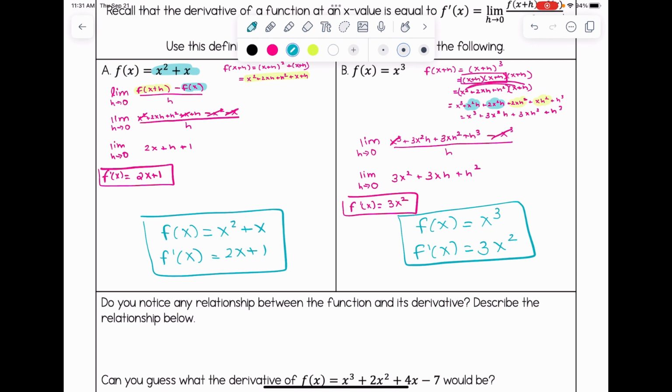All right, some things that I notice here is that when we have f of x equals x squared plus x, and the derivative became 2x plus 1, I noticed that whatever was in the exponent seemed to drop down.